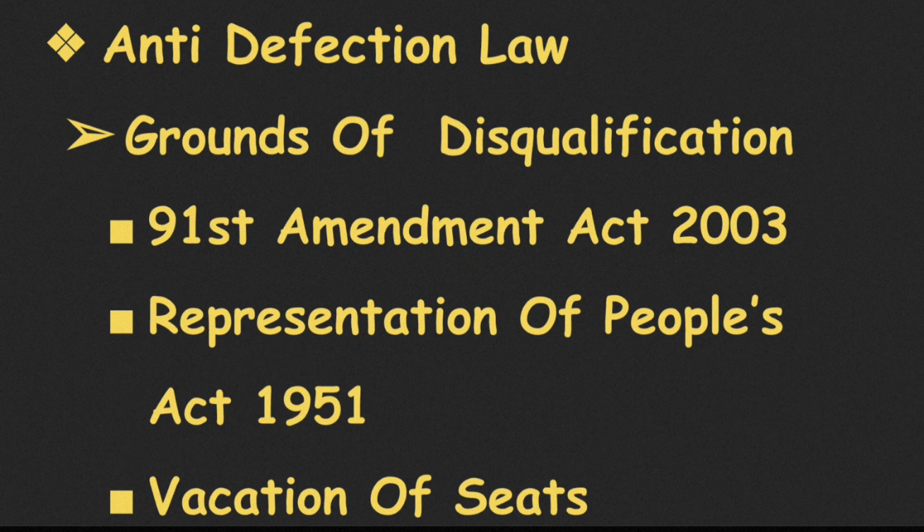Now let us discuss the 91st Amendment Act 2003 and the anti-defection law. This Amendment Act has added a provision that a member of a legislature disqualified under the anti-defection law is not to hold any remunerative political post or be appointed as a minister till the completion of the term of the House or till he is elected again to the House.